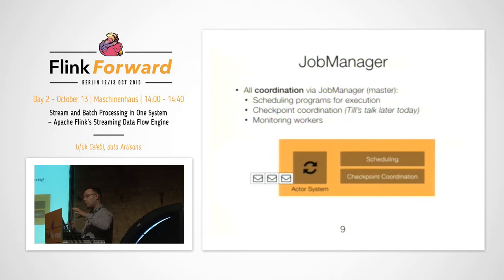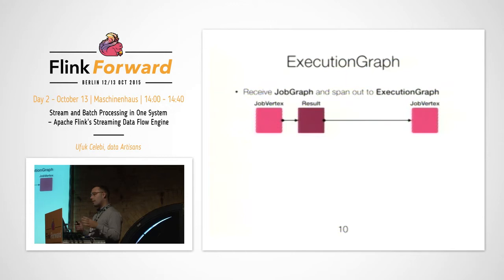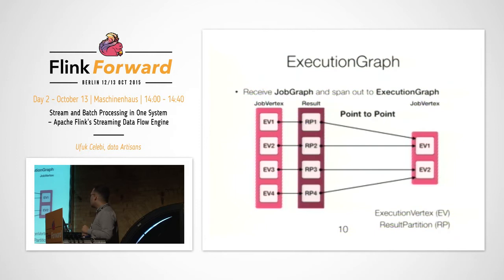And up to this point, this job graph structure was actually just a logical abstraction without any parallelism. And what the job manager does when it receives this job graph is it actually spans it out to a parallel structure, which is called the execution graph. So this is still a logical abstraction, though. What happened now is that this one job vertex became multiple execution vertices, and the result is now partitioned over these multiple execution vertices. So this is actually the first time your program is parallelized. It also still has a logical structure in the job manager. Nothing has been executed yet.